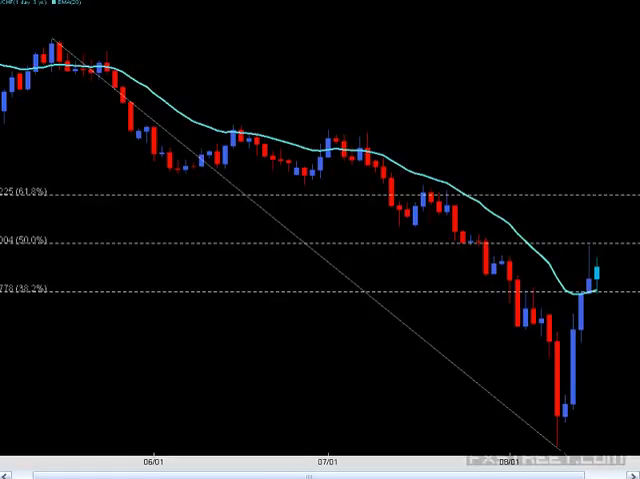Okay, Mike says, where did I put my stop? Again, I put it 30 pips below the low of this candle here. So if we zoom in, oops, I just put another line.